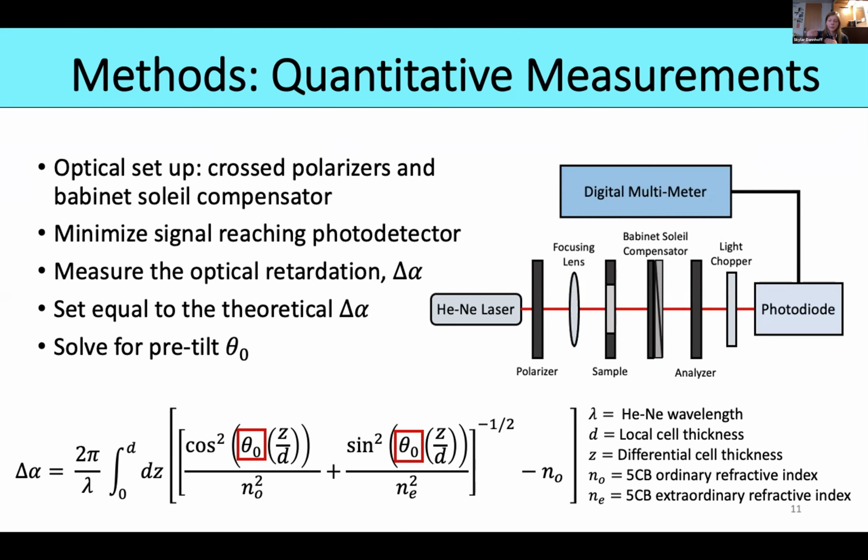And by adjusting the compensator, we can null out that difference. And then the light that's passing through the cross polarizers, it's as if the sample is aligned with the cross polarizers. So it minimizes the signal. That's a bit of a scattered explanation. Did that help? Yes, that helps.